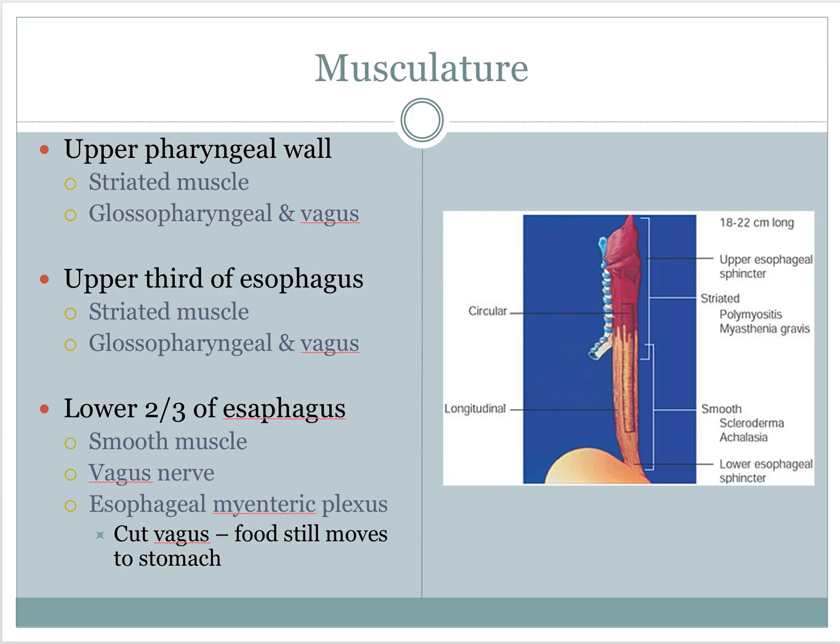All right, then we have musculature. Some of the muscle in the esophagus is going to be striated or skeletal, and some is smooth. So not only does that tell you what parts of swallowing are completely involuntary and which ones are voluntary, that also tells you what types of disorders can affect the esophagus. So the upper pharyngeal wall is striated muscle, so that's all skeletal, and it's innervated by the glossopharyngeal and vagus nerve.